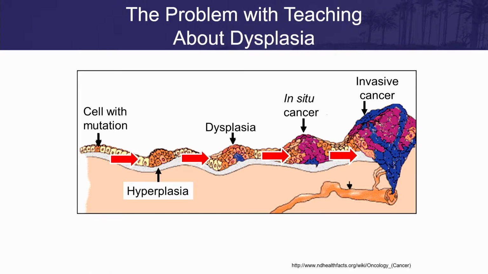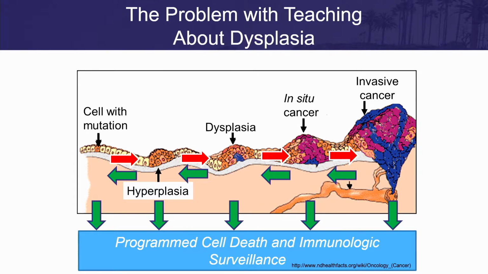And the problem with our teaching about dysplasia is that it's assumed that you start with a cell mutation, advance to hyperplasia, dysplasia, in situ cancer, and then invasive cancer. And that's what we're taught, the Vogelgram. But what we aren't taught is more recent findings that cancers can actually go the other direction. And it is a little bit shocking and not what we were taught, which is basically from research in the 1970s and early 80s, that we have programmed cell death and immunologic surveillance that prevent a lot of precancers from advancing to invasive cancer. We have a lot of defense mechanisms that actually work pretty well.